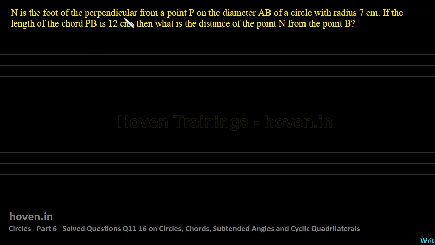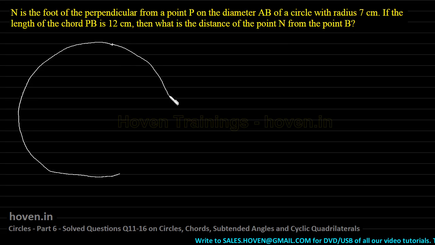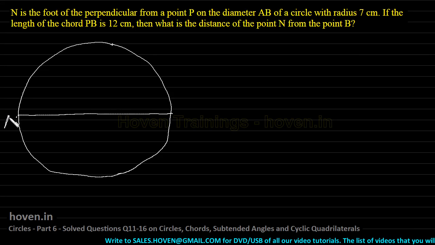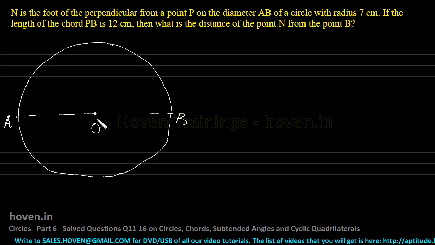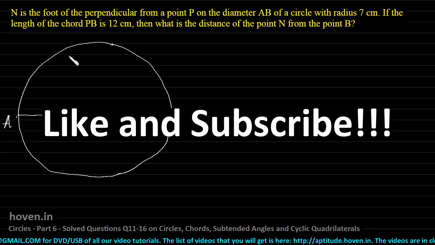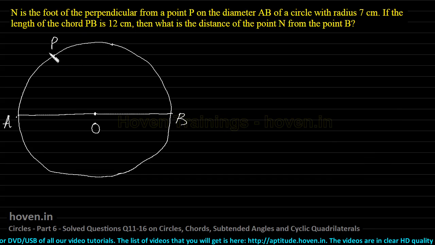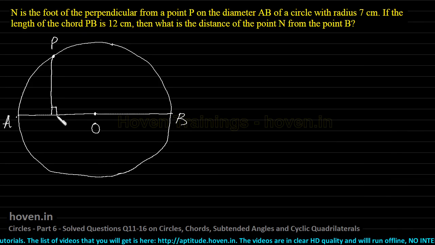N is the foot of the perpendicular from a point P on the diameter AB of a circle with radius 7 cm. Let us draw a circle first of all. This is a circle, and let AB be the diameter of this circle and let O be the center of this circle. N is the foot of the perpendicular from a point P. We have any point P on the periphery of the circle, and from there we drop a perpendicular on the diameter AB.